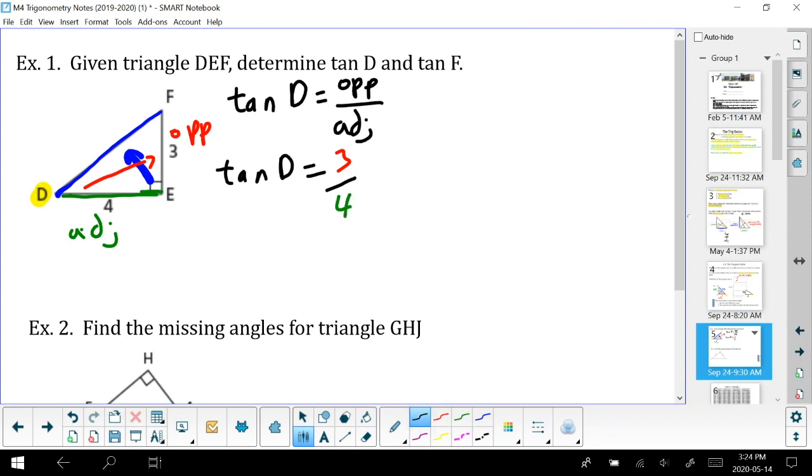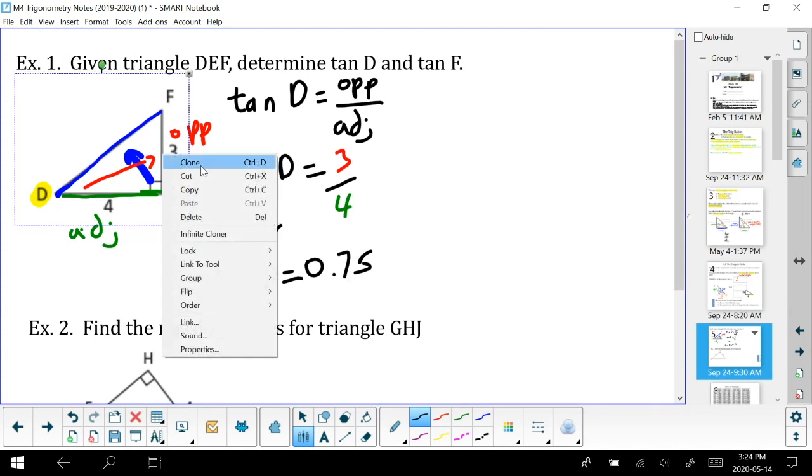So we can state that tangent of D is equal to 3 over 4, or we can state that the tangent of D is equal to 0.75, which is 3/4 converted into a decimal.